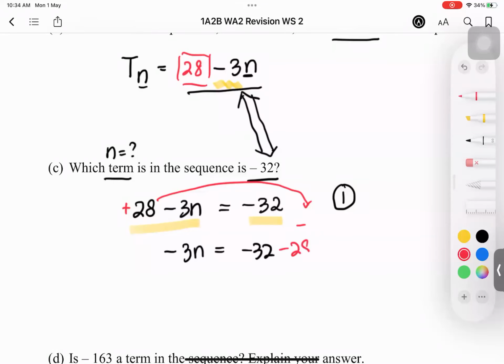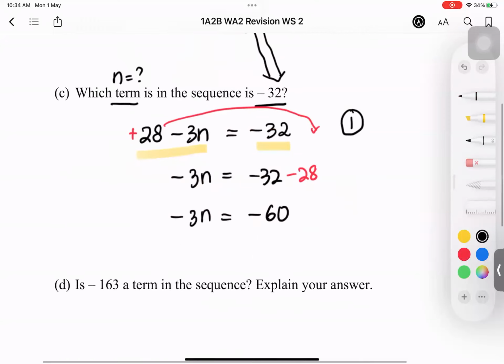Then calculator at work, what is the answer? -32 minus 28. The answer is -4, you sure or not? -32 minus 28, not plus. Who gave me 4? It is -60. If you do the number wrongly, then the answer will be wrong. So must check, okay? Use calculator if you need to.